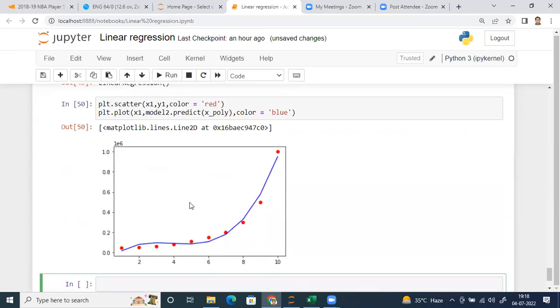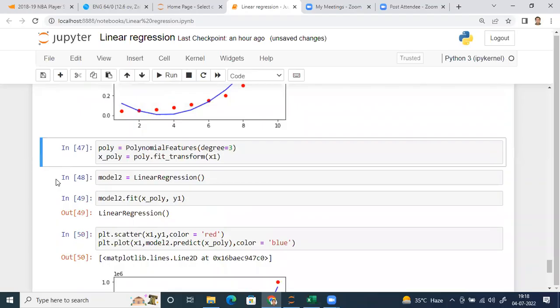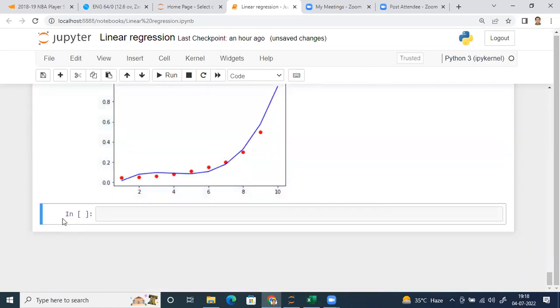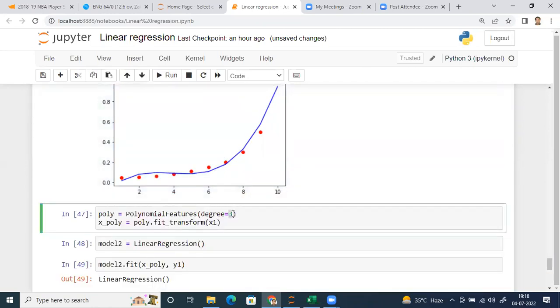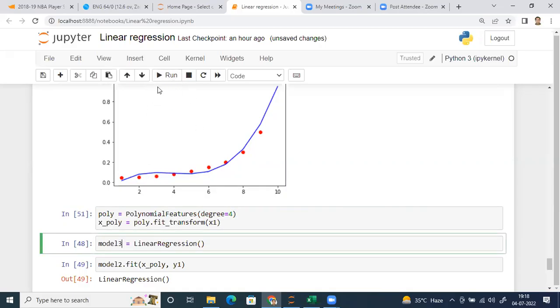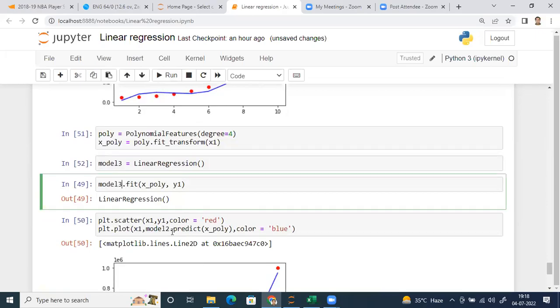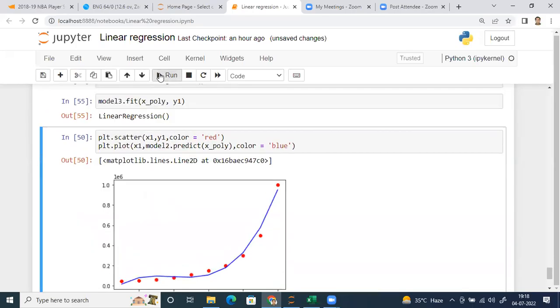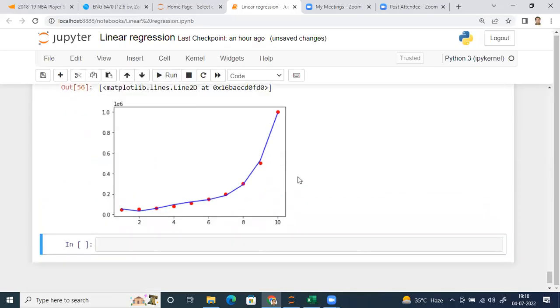See the difference, right? Now suppose I make one more. Let me copy everything with Control C, Control V. Let me make it degree 4. Model 3. Let me execute. And here model 3. Can you check now? Yes, sir. It is learning everything.